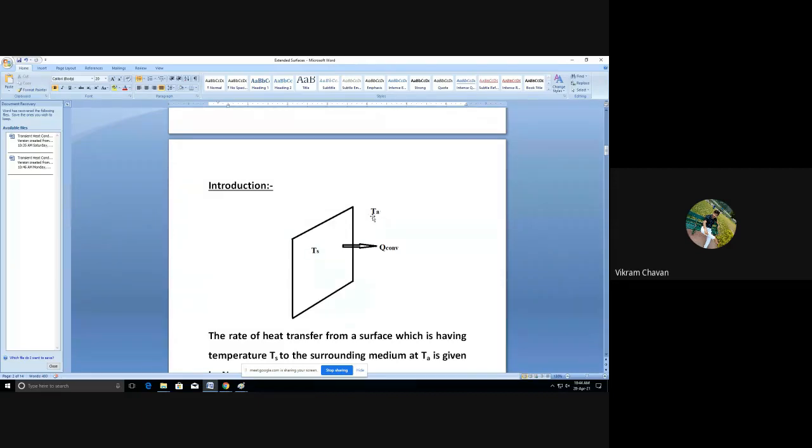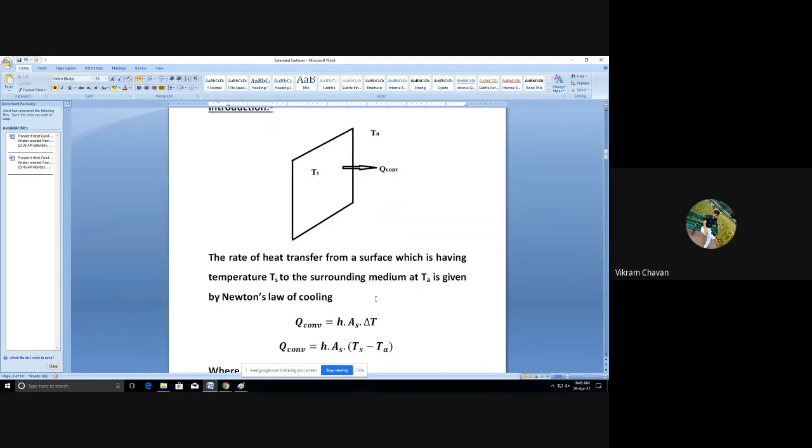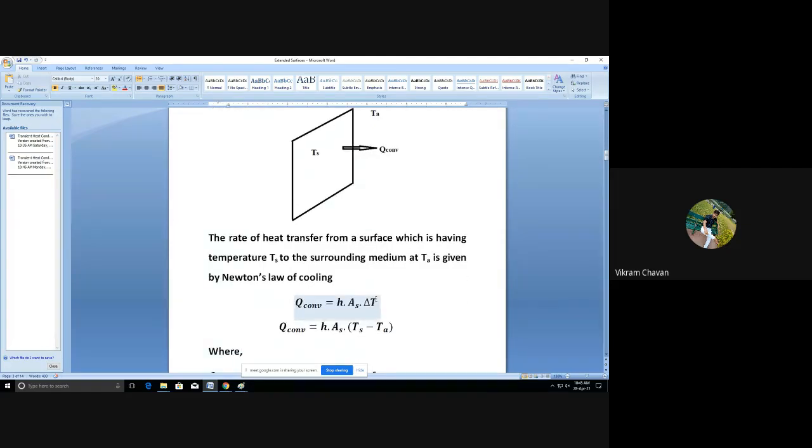So let us consider the rate of heat transfer from the surface, which is at temperature Ts, to the surrounding medium at Ta, is given by Newton's law of cooling. So we know that Newton's law of cooling says that heat transfer rate by convection per unit area is directly proportional to the temperature difference between surface and surrounding.